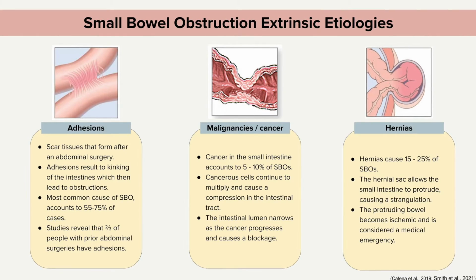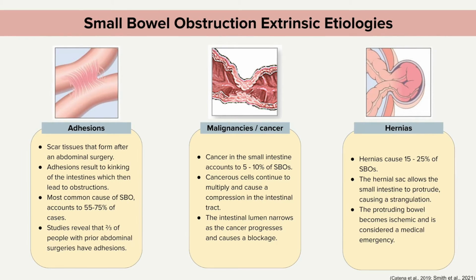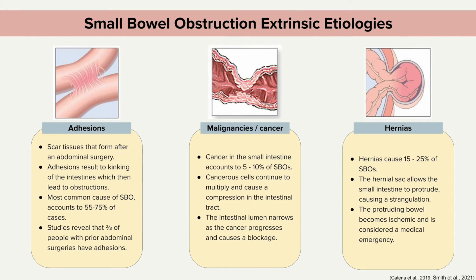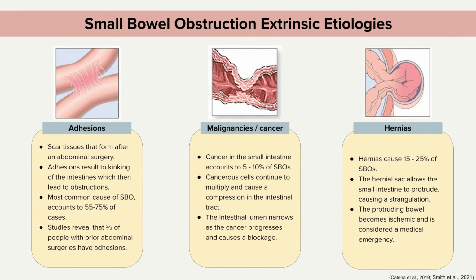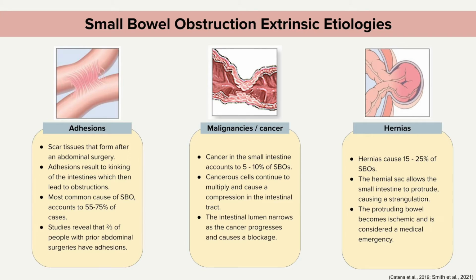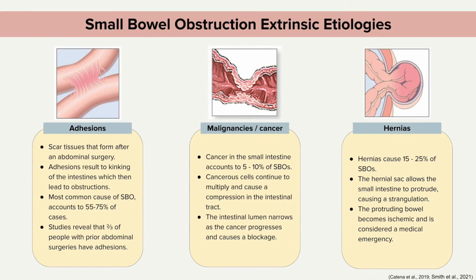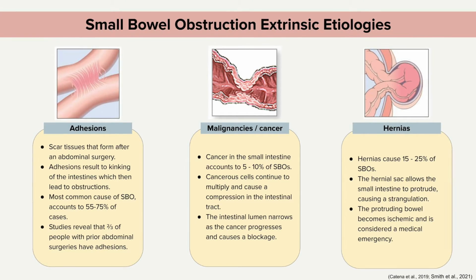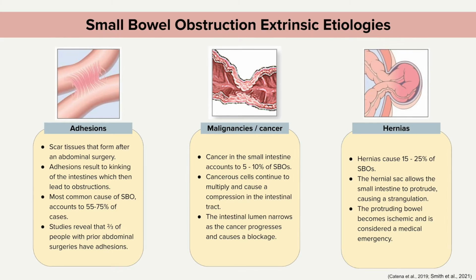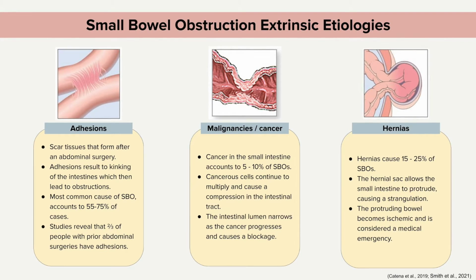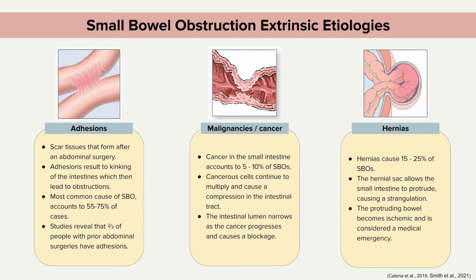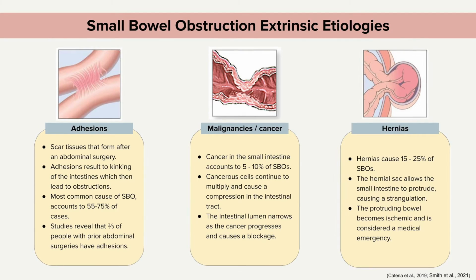So when they form in between the intestines, they can make the intestines kink, and in that scenario, it can cause the obstruction. Next are cancers that can cause compression when cancerous cells metastasize, so they enlarge and compress the tract over time. So there's a restriction that forms.